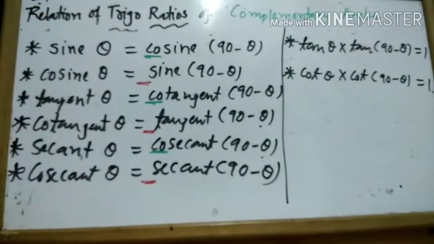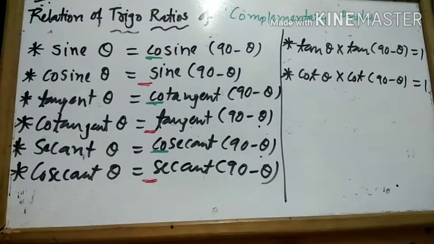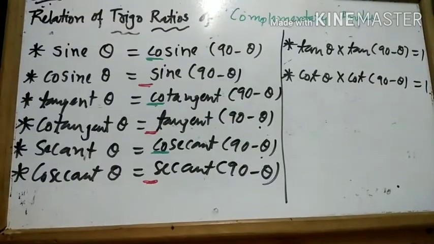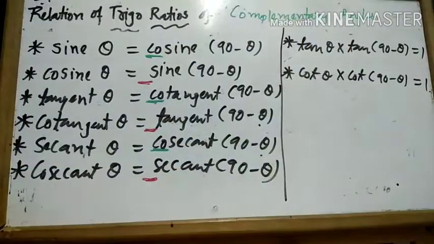Tan of theta multiplied by tan of 90 minus theta will be equal to 1. Cot of theta into cot 90 minus theta also will be 1. So these are the 2 more relations which may be useful sometimes in your future life. You should remember this also. And I explained to you the trick of how to remember complementary angles.